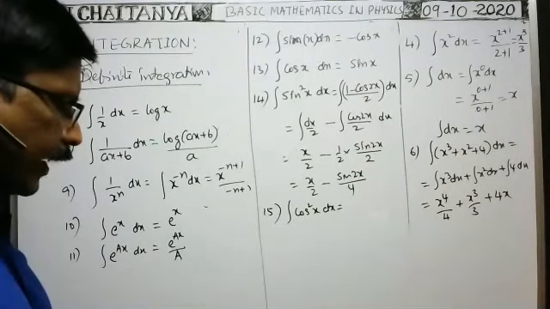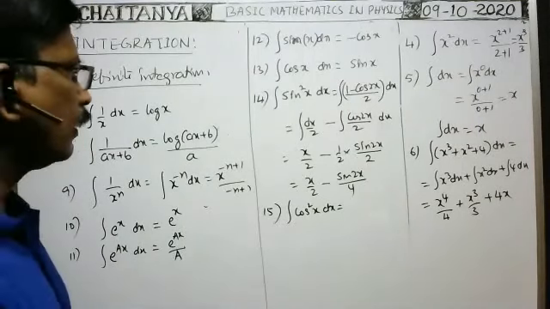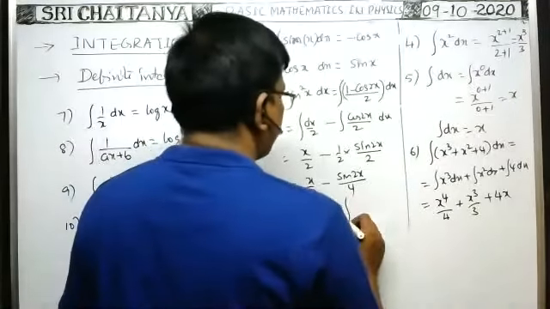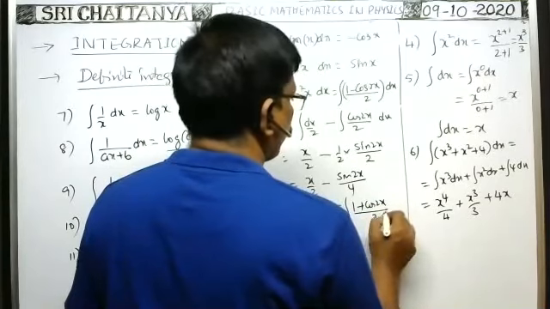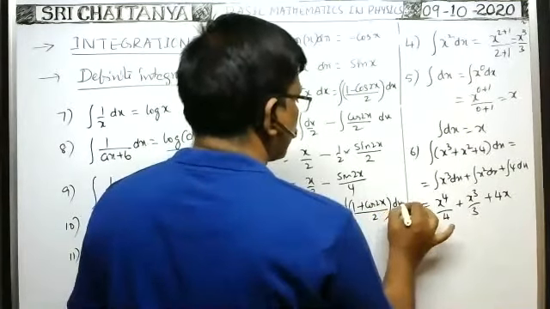Integral cos square x gives what? Cos square x can be written as 1 plus cos 2x whole by 2 into dx.